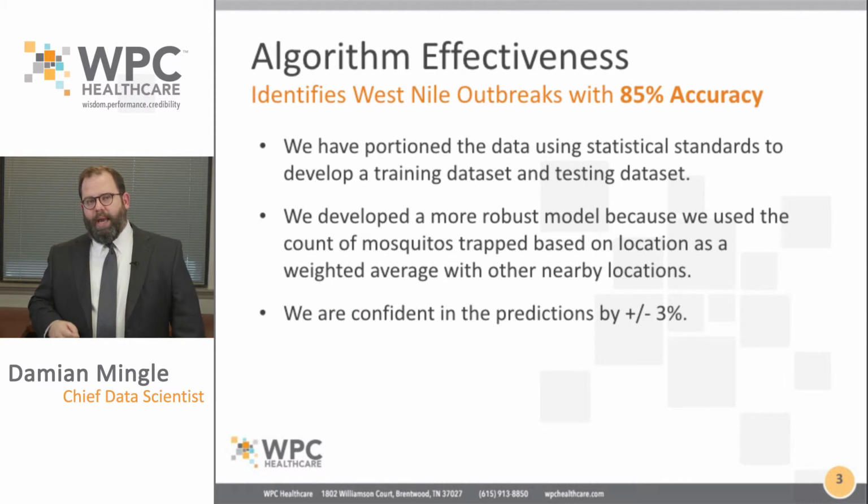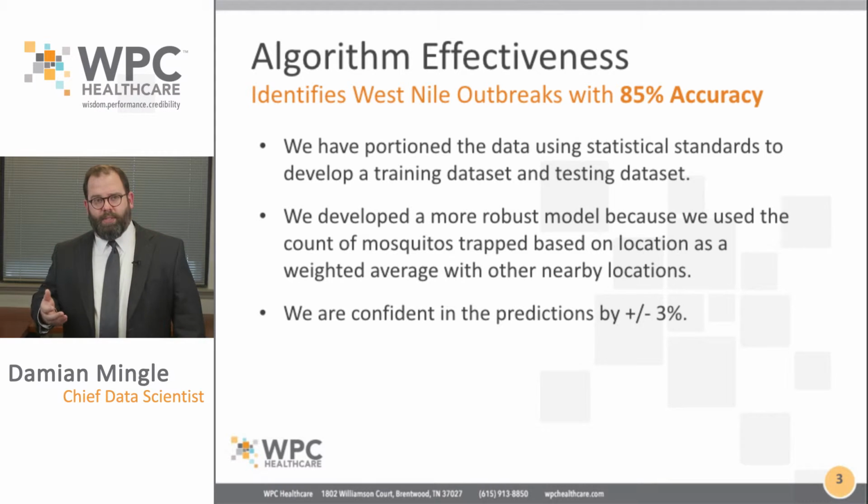With regard to the algorithm's effectiveness, currently it's able to predict with 85% accuracy using area under the curve. So where we look at true positives, true negatives, false negatives, we're able to use a confusion matrix to decide just how well the algorithm is actually doing.